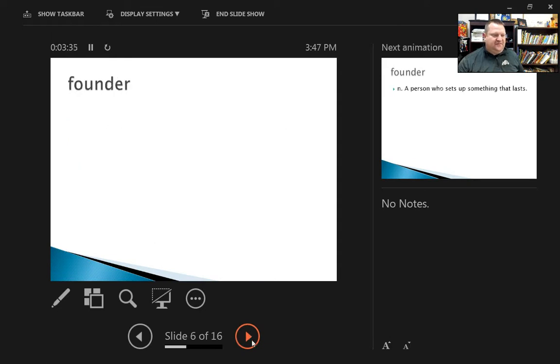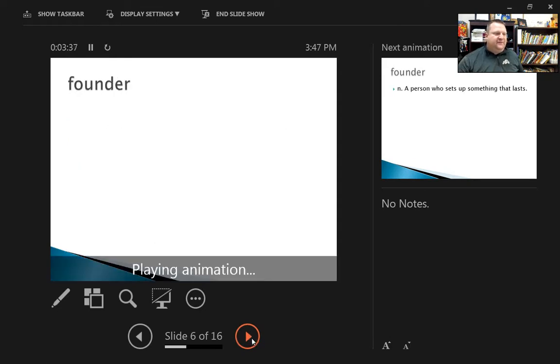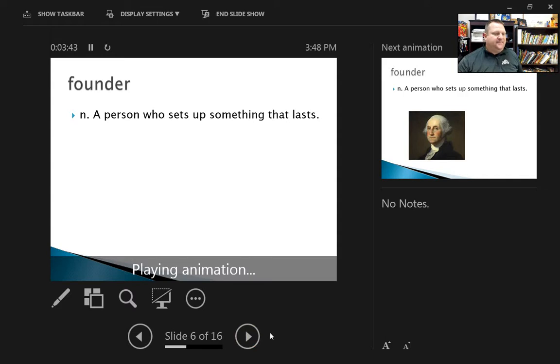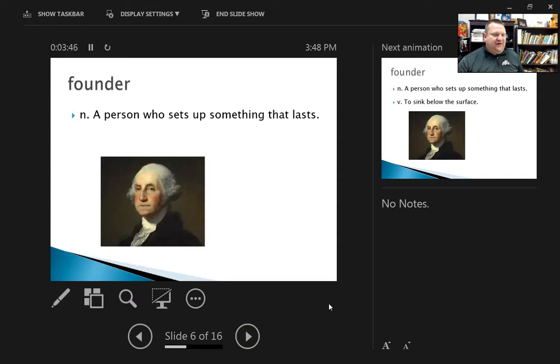The next word is founder. Founder means a person who sets up something that lasts. Okay? One of the founders of our country was George Washington.